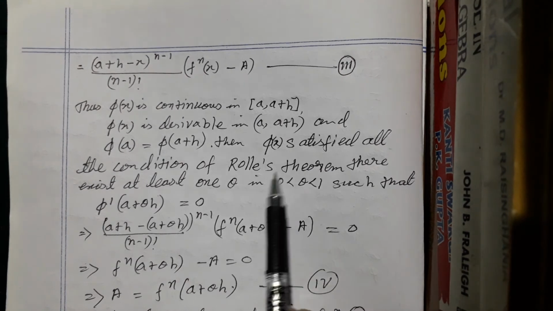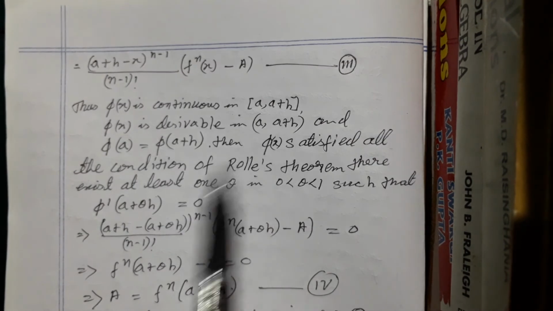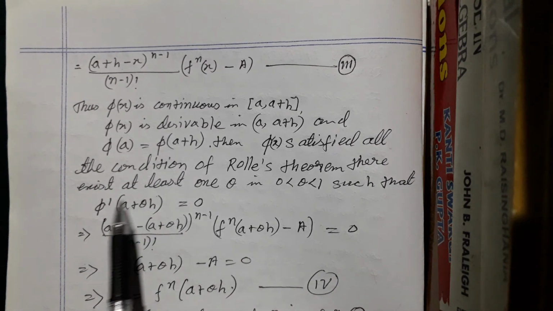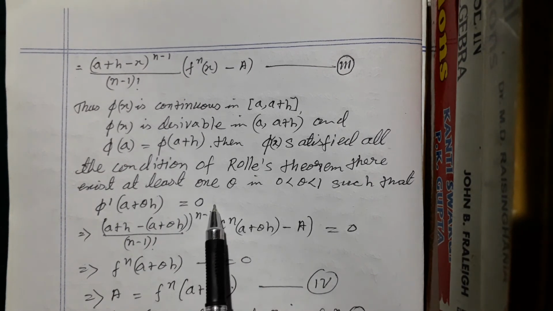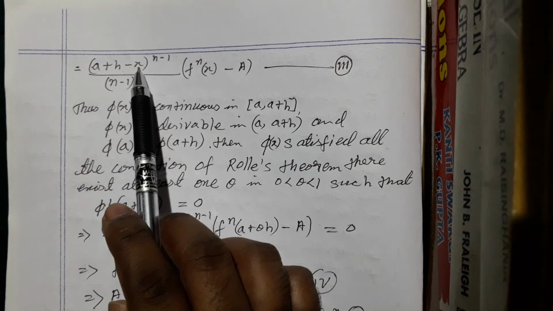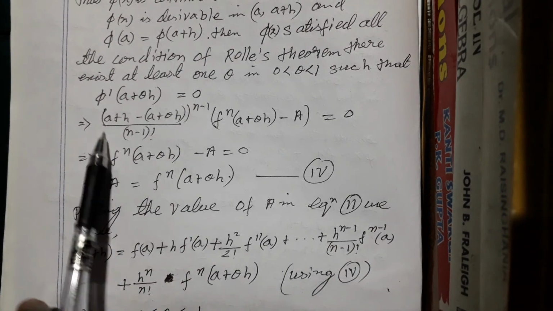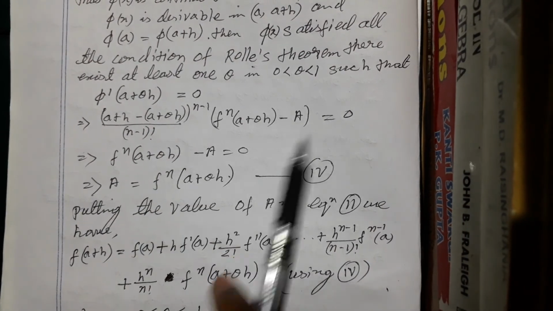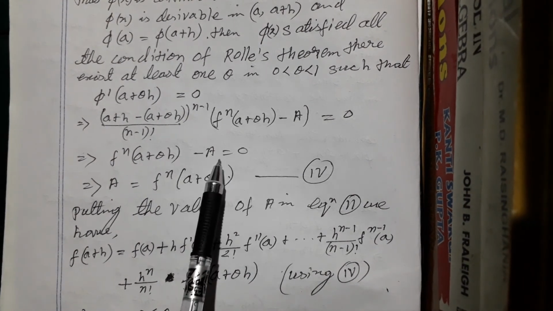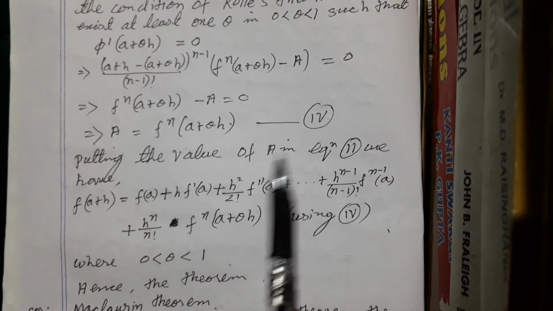So by Rolle's theorem, we can always find one number lying between a and a plus h such that phi dash of that will be equal to 0. So here I'm taking phi dash of a plus theta h is equal to 0, where 0 is less than theta is less than 1. I'll substitute in place of x here a plus theta h. In this product, this part will become 0, so we are left with this. So we have f n a plus theta h times h minus a, which is equal to 0. From there you can find a, so we have a equal to f n a plus theta h. We take this as equation 4.